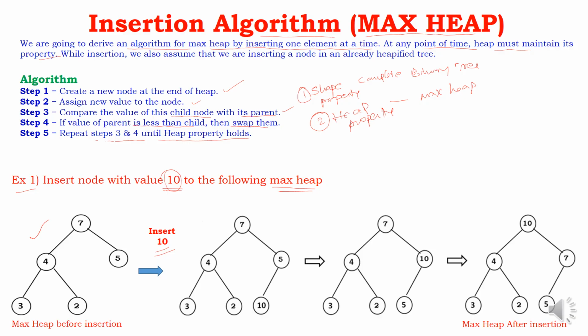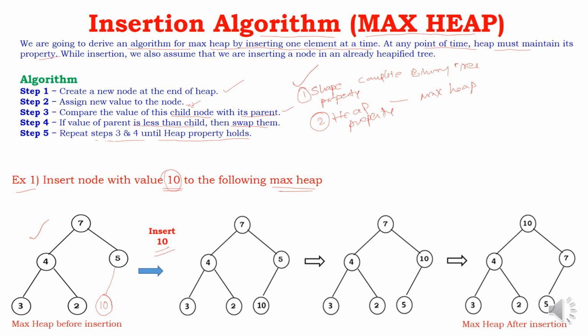See, first step, create a new node at the end of the heap. At the end of the heap means it should follow the shape property, complete binary tree. Complete binary tree means the next element that can be added is left of 5. So create a new node at the left of 5. Yes, a new node is created. Then step 2, assign the new value. 10 is assigned.